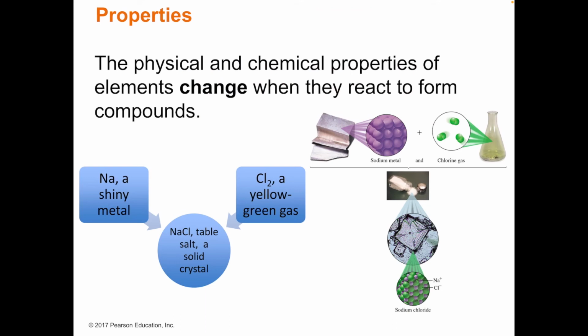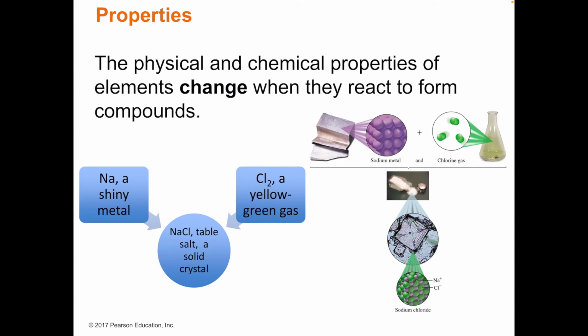So when atoms form compounds, they will change their physical properties. Okay, they will change their chemical properties. So if we think about sodium, and we've talked a little bit about sodium and chlorine before, sodium is a soft, shiny metal. It's a silvery metal that you have to store in oil because it reacts with the water in the air, right? We've talked about all of those alkali metals react with water.